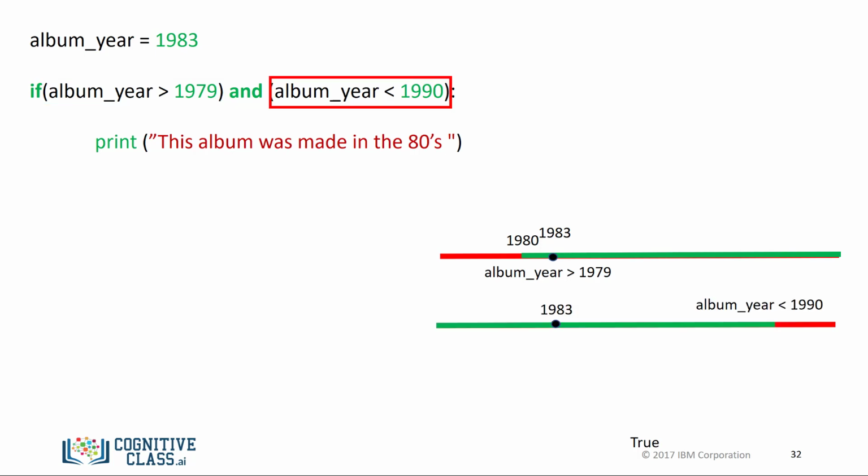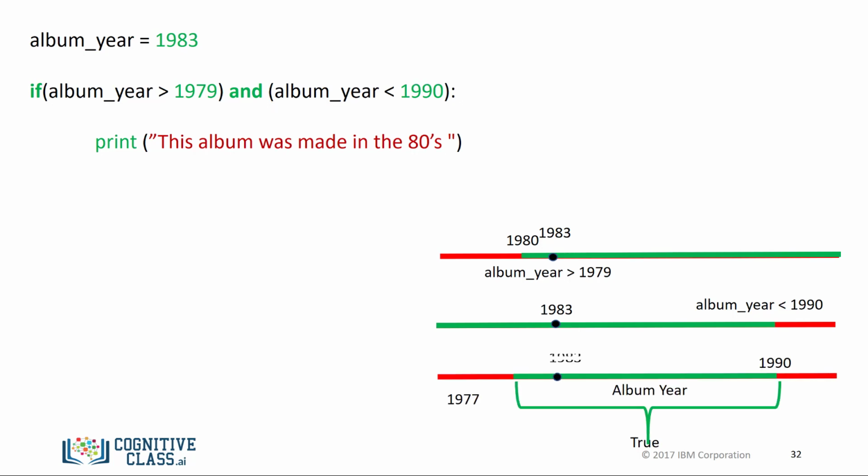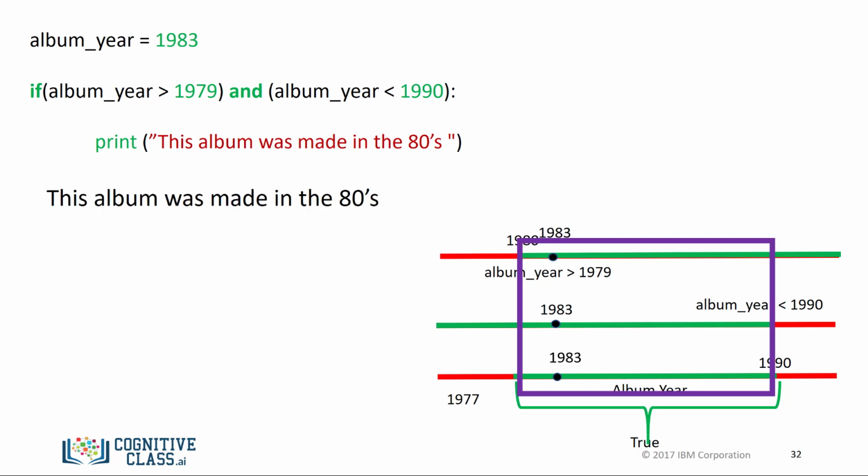Examining the second condition, we see that 1990 is greater than 1983, so this condition is also true. We can verify by examining the corresponding second number line. In the final number line, the green region indicates where the area is true. Similarly, this region corresponds to where both statements are true. We see that 1983 falls in the area. Therefore, we execute the statement. Branching allows us to run different statements for different inputs.